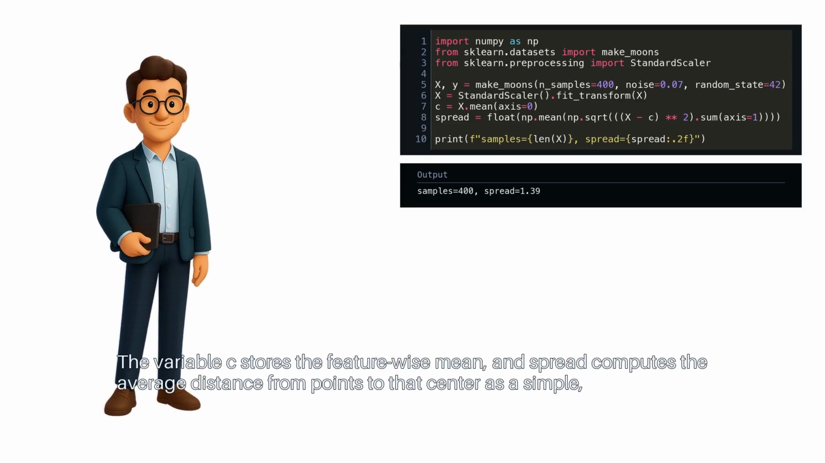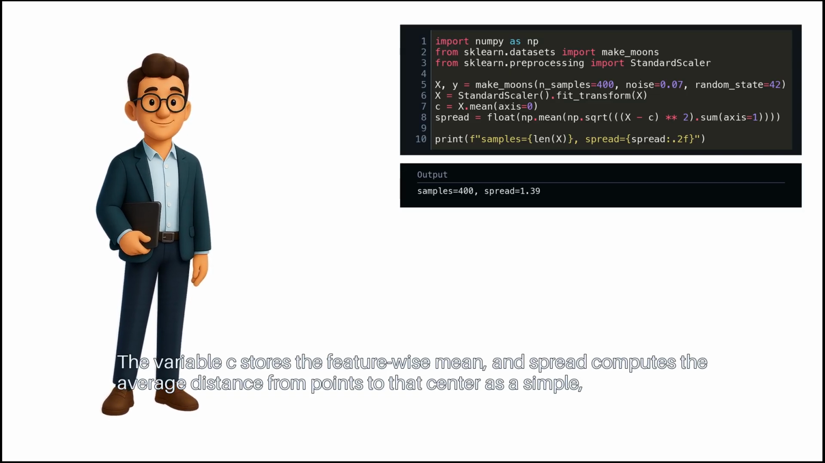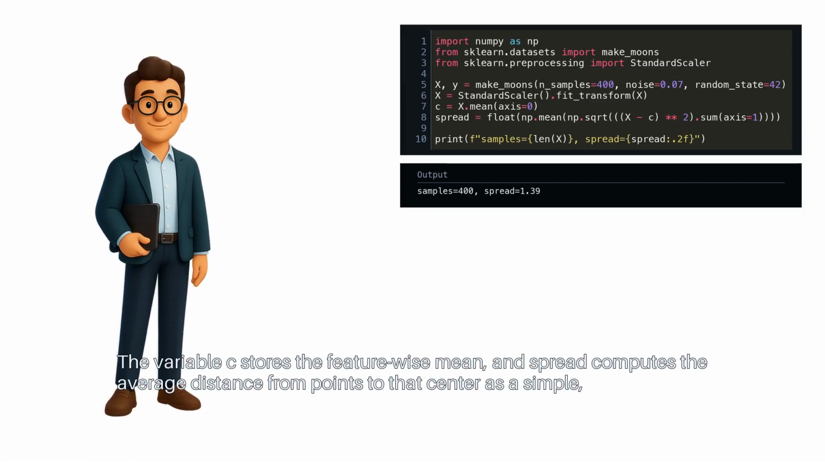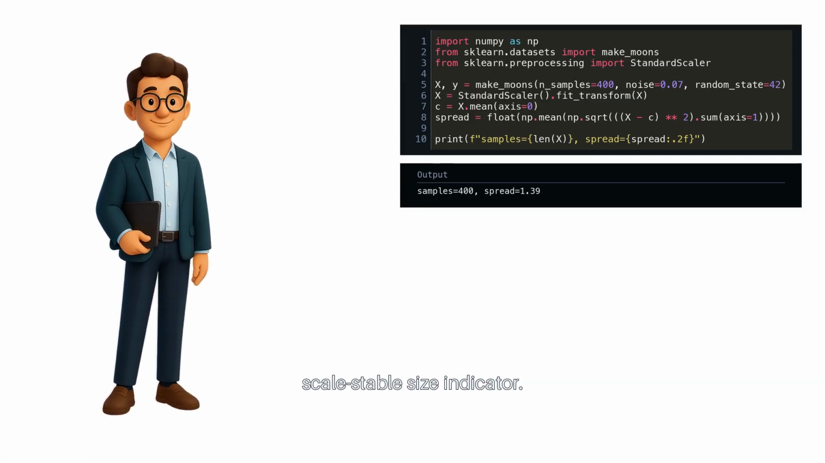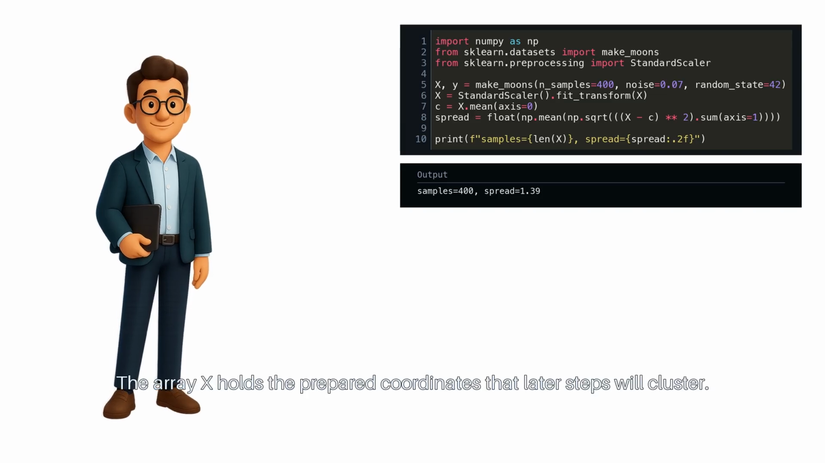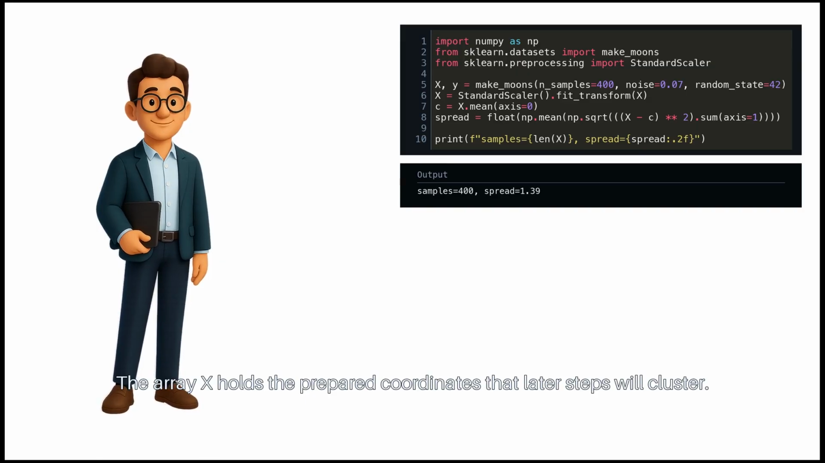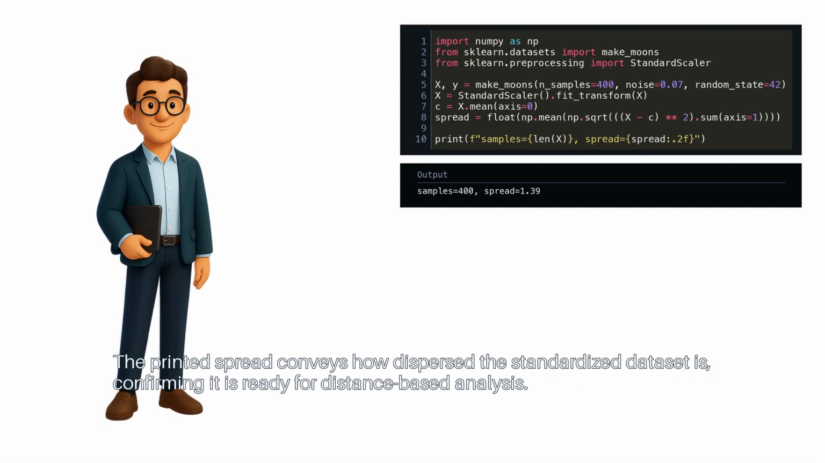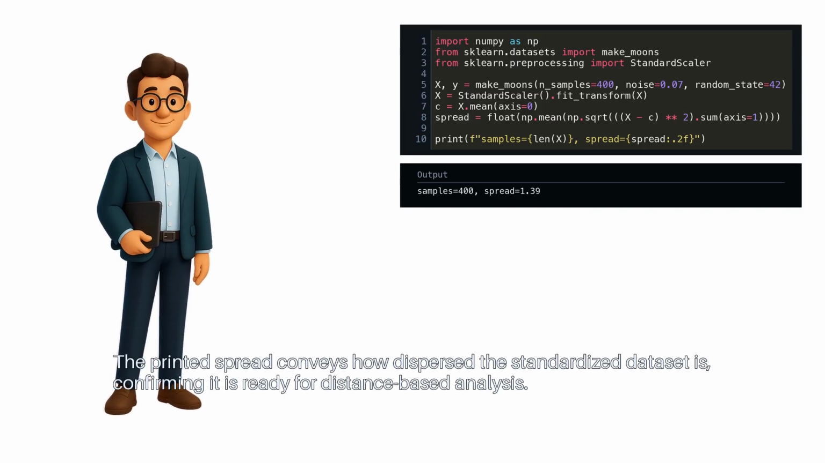The variable C stores the feature-wise mean, and spread computes the average distance from points to that center as a simple, scale-stable size indicator. The array X holds the prepared coordinates that later steps will cluster. The printed spread conveys how dispersed the standardized dataset is, confirming it is ready for distance-based analysis.